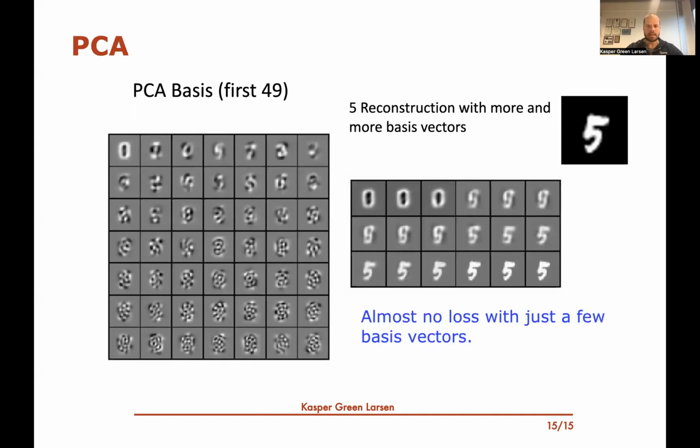Right. So let us end here, with this nice picture of PCA applied to the MNIST dataset. With just 18 basis vectors Z1 to Z18, corresponding to the top 18 eigenvectors, you get a very nice reconstruction of, for instance, this image of a 5.